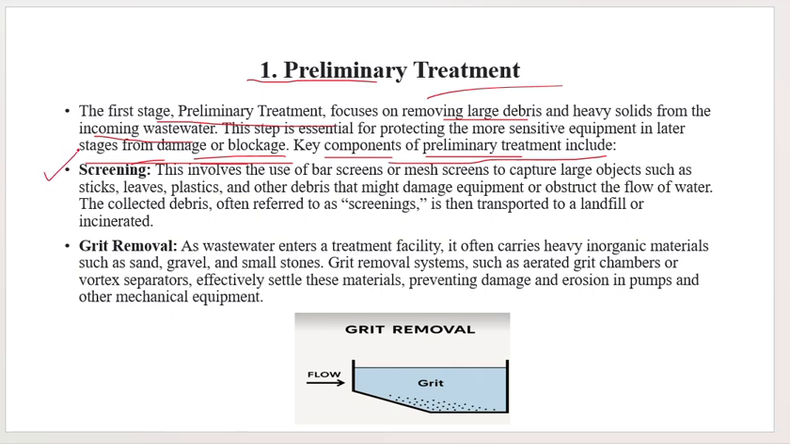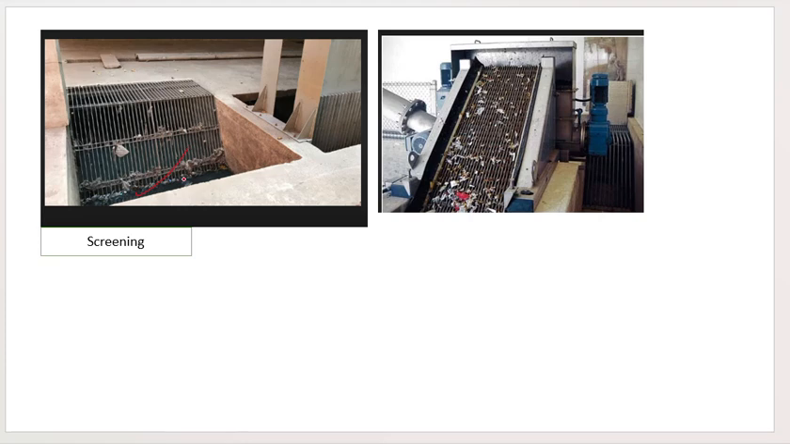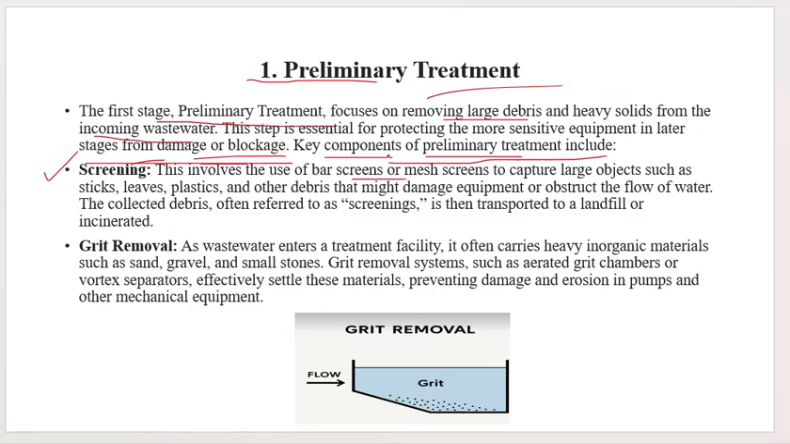First one is screening. What is screening? This involves the use of a bar screen. I'll show you an image. See, this is a bar screen. These kinds of instruments are used to remove materials from the wastewater. Okay, this is screening. See, this is how it looks. A bar screen or mesh screen captures large objects such as sticks, leaves, plastics, and other debris that might damage the equipment or obstruct the flow of water.